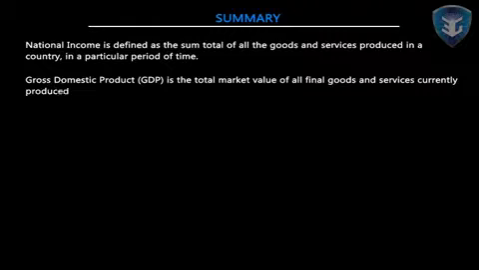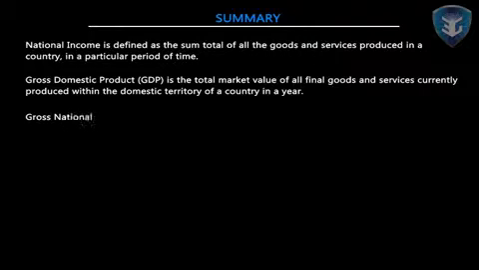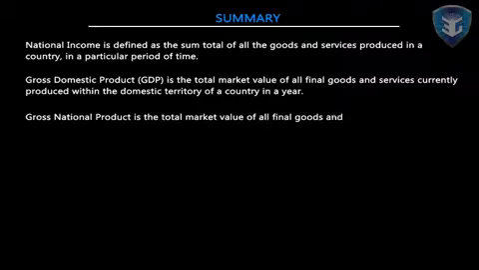Now, in the end, let us summarize what we have learnt in this lecture. National income is defined as the sum total of all the goods and services produced in a country in a particular period of time. Gross domestic product, GDP, is the total market value of all final goods and services currently produced within the domestic territory of a country in a year. Gross national product is the total market value of all final goods and services produced in a year.